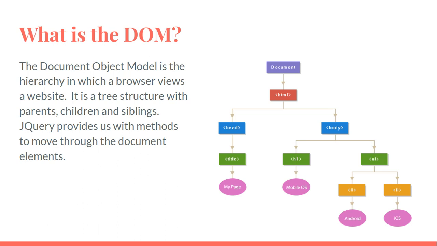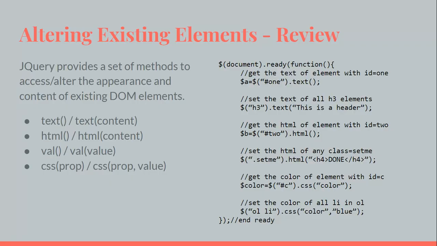Just as a reminder, the DOM is the document object model, which is how a browser views a website. It's a tree structure with parents, children, and siblings. This video assumes that you know how to access the DOM. The next three slides will be a very brief review of that, and then we're going to get into modifying the DOM. So this is one of our first review slides, altering existing elements.